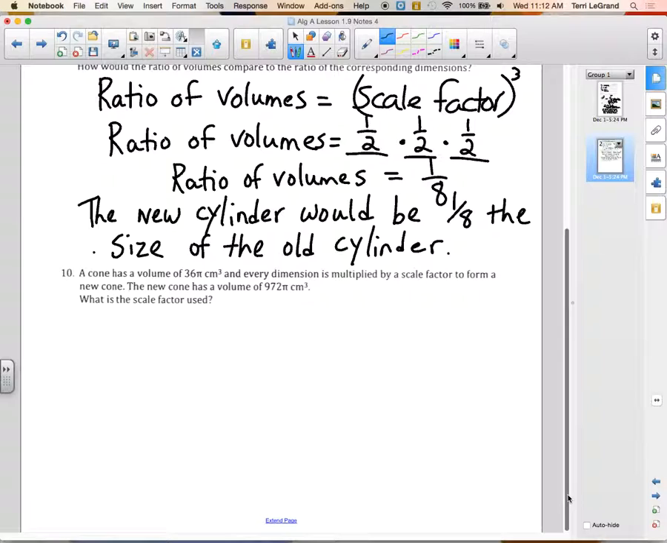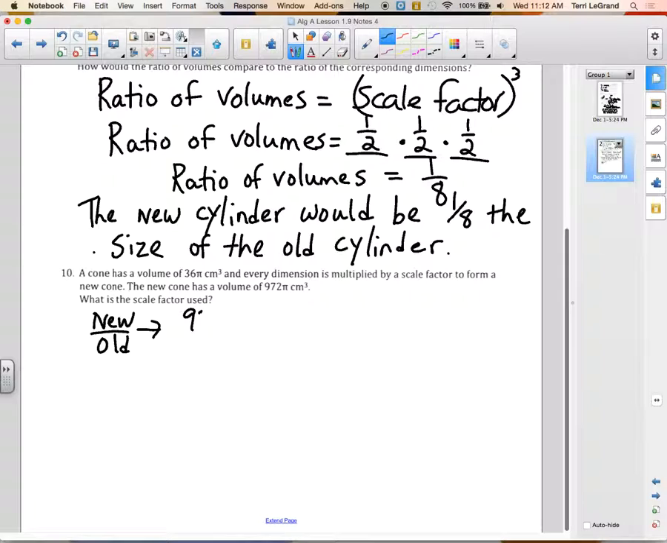Okay, one last one. We have a cone. Is a cone three-dimensional? Yes. Okay, it has a volume of 36 pi centimeters cubed, and every dimension is multiplied by a scale factor to form a new one. They don't tell us what the scale factor is. But they tell us the new cone has a volume of 972 pi centimeters cubed. What is the scale factor used? Julia? Just divide 972 by 36. Yeah, we'd have to put the new over the old.